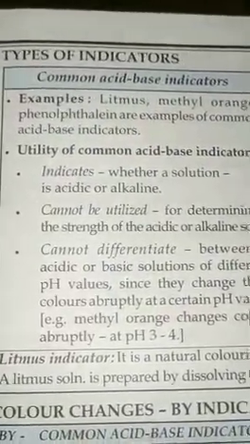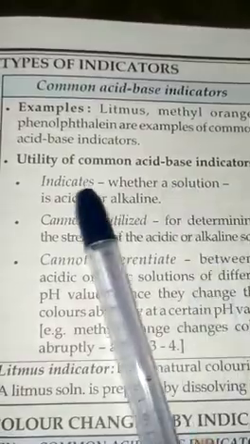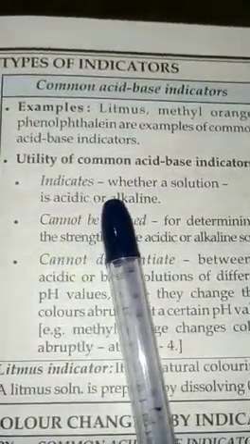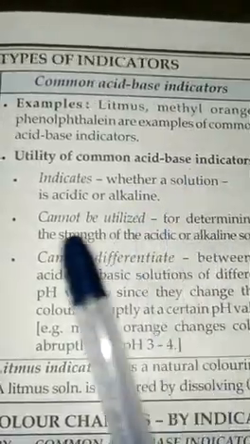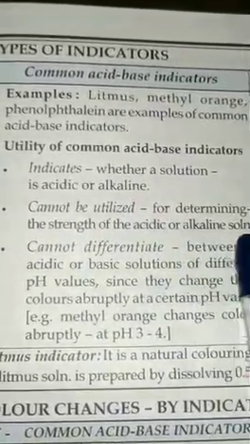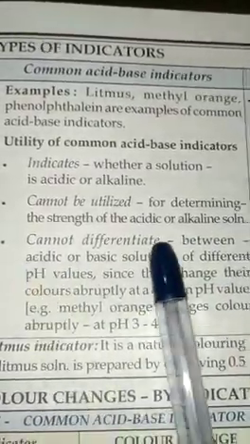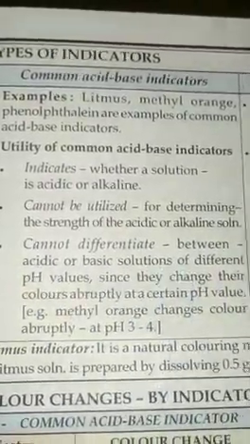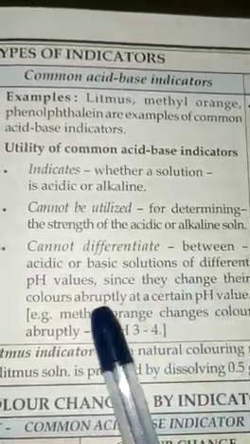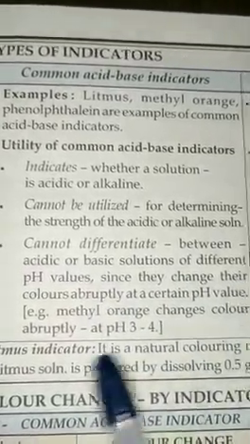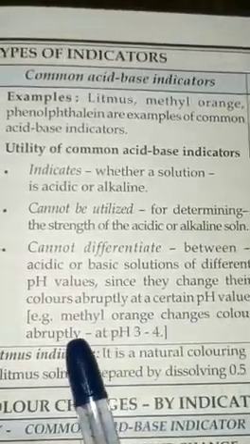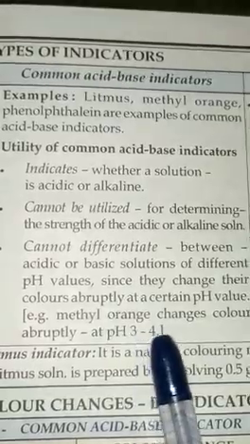Now what is the utility of common acid base indicators? They can indicate the presence of an alkaline or acidic solution, but they cannot be utilized for determining the strength of the acidic or alkaline solution, and they cannot differentiate between acidic or basic solutions of different pH values, because they change their color abruptly at a certain pH value. Like the example of methyl orange, it changes color abruptly at pH 3 to 4.